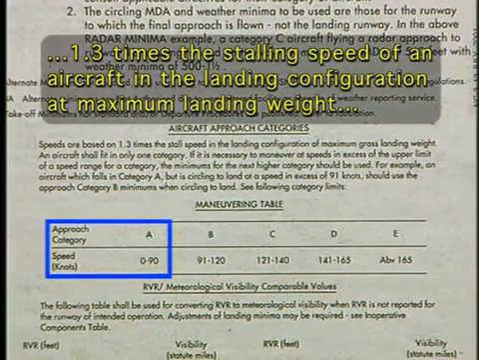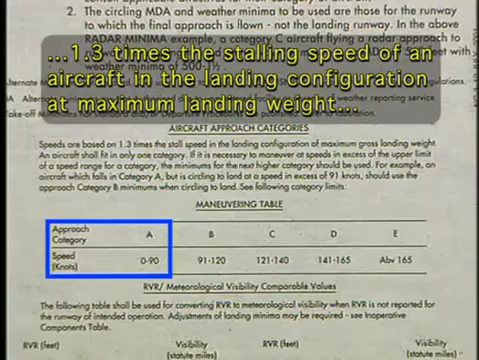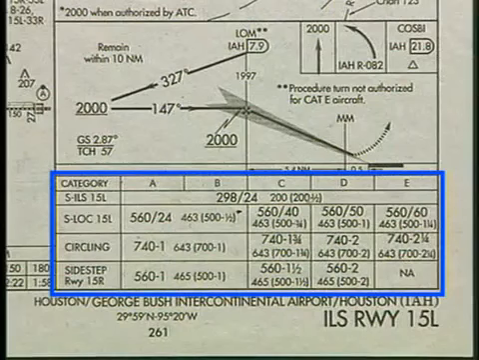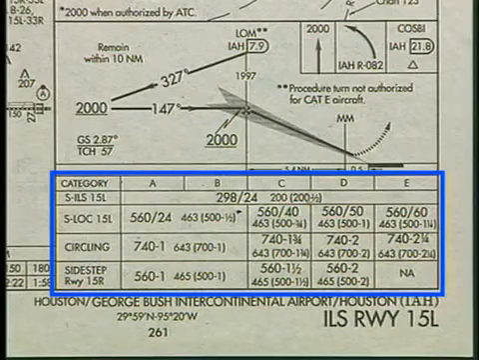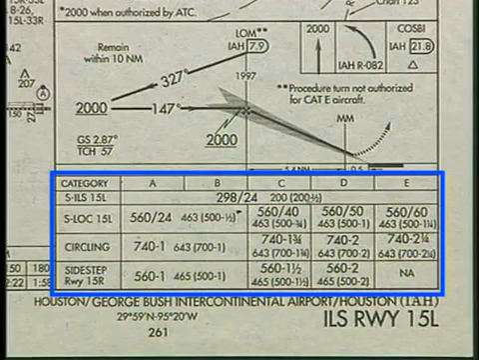The approach speed is computed as 1.3 times the stalling speed of an aircraft in the landing configuration at maximum landing weight. Most single-engine general aviation aircraft fall into Category A. The minimums also vary with the type of nav aid being used to make the approach. The lowest minimums are for precision approaches. They are listed first, followed by progressively higher minimums for non-precision approaches.